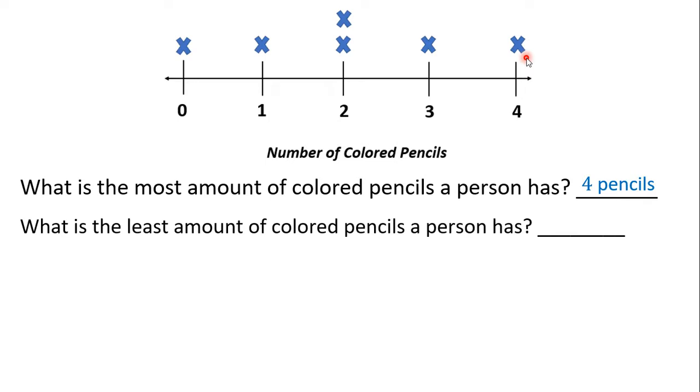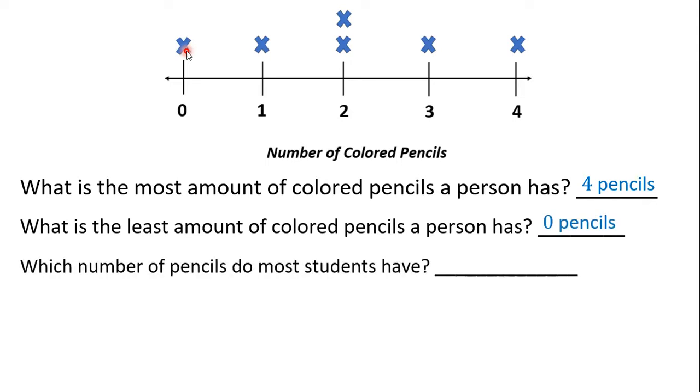Now we're going to find the least amount of colored pencils a student has. So same thing, we're going to look at our line plot and find the smallest number that has at least 1 X above it. That would be 0. Remember that Davi had 0 colored pencils. So that's represented by the X above 0. The least amount of colored pencils that a person has is 0 pencils.